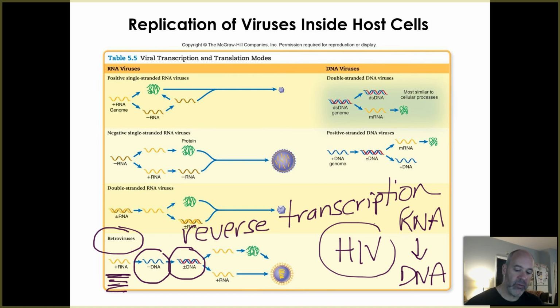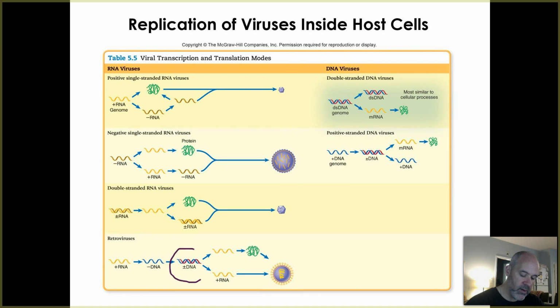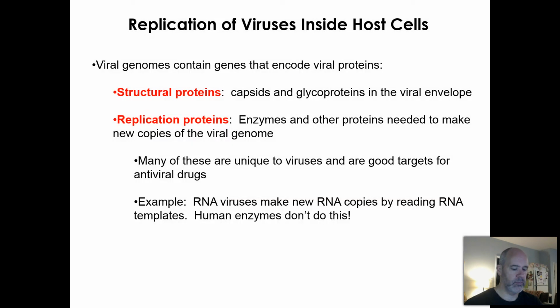Now, once HIV or other retroviruses have had their genomes converted to double-stranded DNA, then the host cell treats it like its own DNA. So you do transcription, you make messenger RNAs, and those get translated into the virus's proteins. You package up more of those RNA genomes into the new viruses that you're making. And we'll talk a little bit more about HIV shortly.